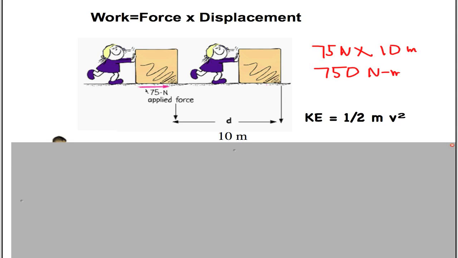As a result of work being done by this force on this block, the block's motion is changed. In effect, the block gains kinetic energy. Whenever work is done by a force, a conservative force, one of the forces of nature, then the object gains energy in some way. In this case, it gains kinetic energy, and the amount of kinetic energy it gains is equal to 1/2 m times velocity squared.